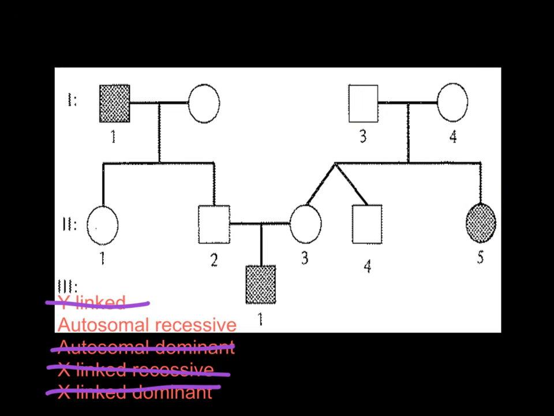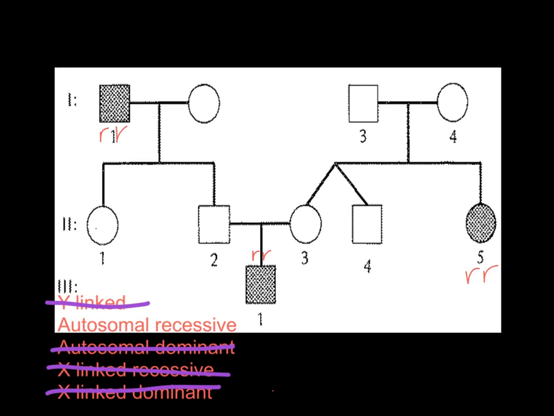And that leaves us with autosomal recessive as our mode of inheritance. So let's go ahead and take a look at what that would look like. We understand that any affected individual must have the homozygous recessive genotype. So all of these affected individuals have the homozygous recessive genotype.